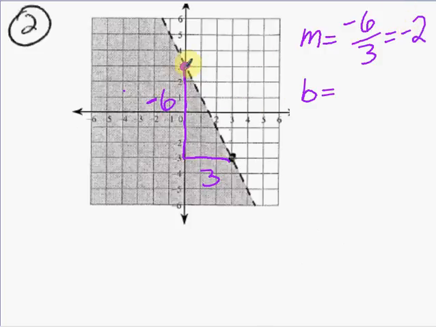If I start here again and I only go down 2 because my rise is negative 2, and then I run over 1, you see how I end up on my line? That's another point on the line I could have used. Down 2 over 1, you get the idea. So that is my slope, negative 2 over 1.